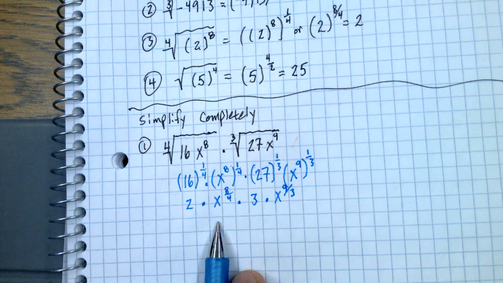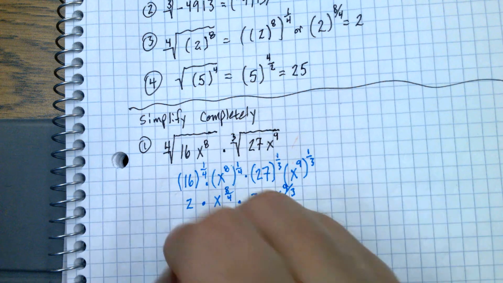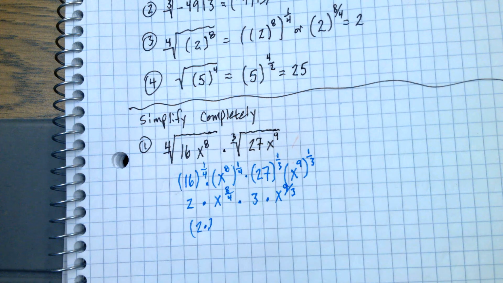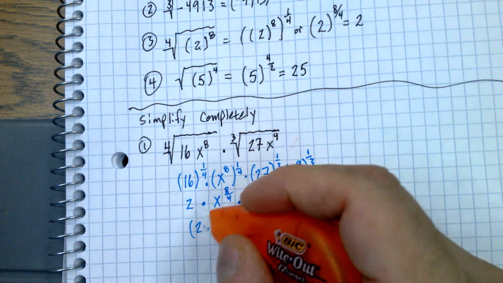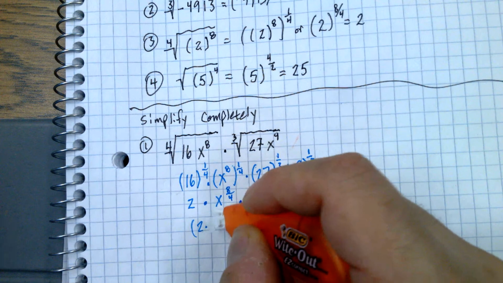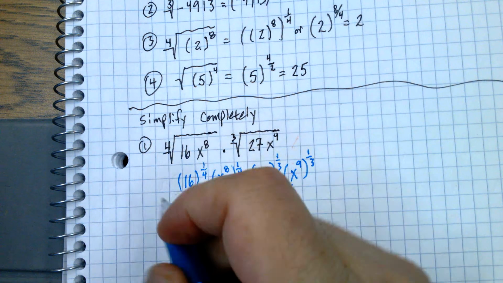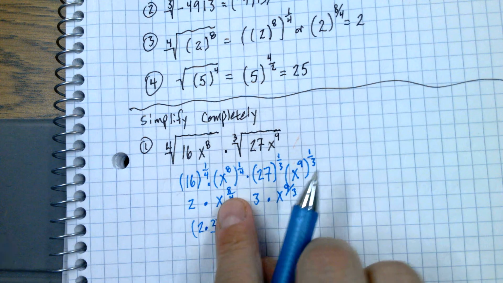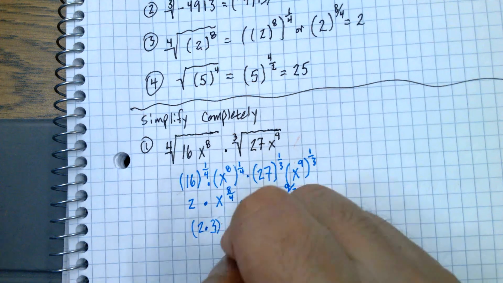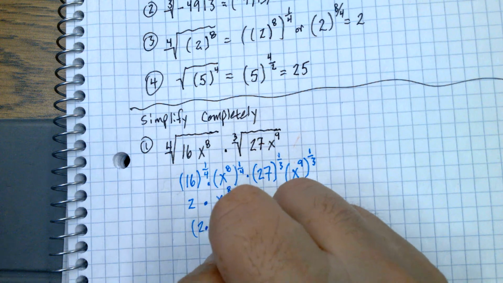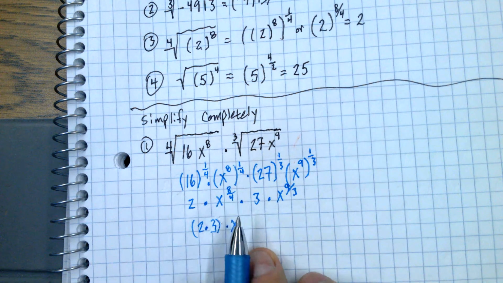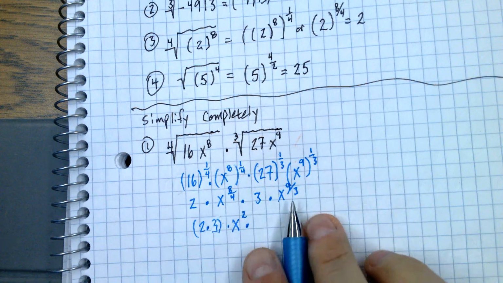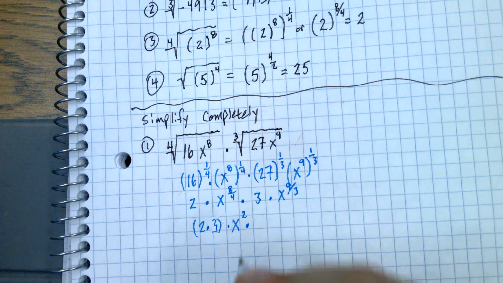Now, I'm going to do one more step. I'm going to group my 2's. 2 times 2. 2 times 3. So I'm going to group 2 times 3. And then x to the 8/4 is x to the what? What does that 8/4 simplify to? 2 times, how about 9 x to the 9/3?